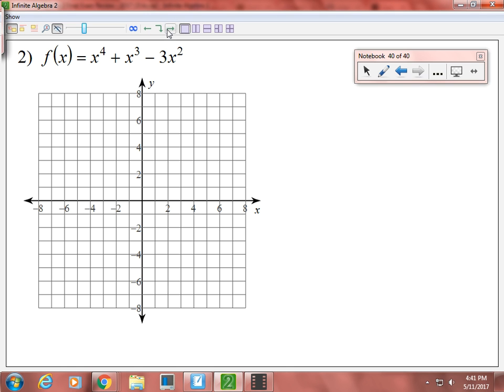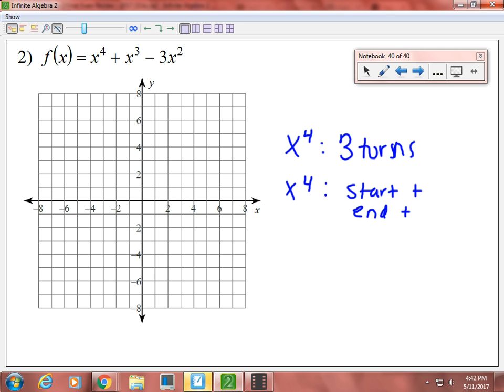The next one, same thing here. I know that because it's x to the fourth, there's going to be 3 turns. I know because it is x to the fourth that they're going to start and end the same, which is positive, because it is positive x to the fourth. And I know that my x-intercept, my y-intercept, when I plug in 0 for all the x's, is 0. Okay, so I know I have this, and it's probably going to look something like that, a W that is opening up.